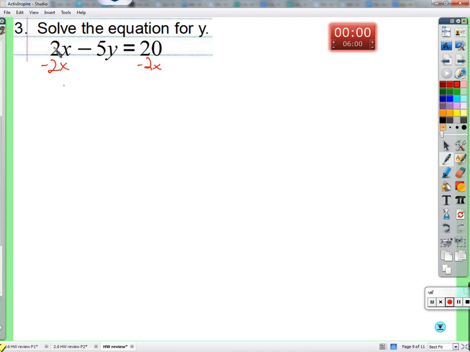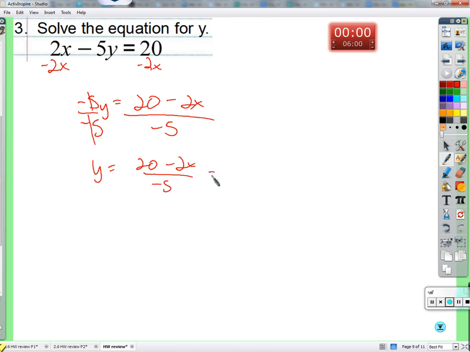So 2x minus 2x is 0. That's fine. We can subtract that 2x off of there. It's added to negative 5y, so not violating the order of operations. Over here we have 20 minus 2x, and then? Divide by negative 5. It's pretty standard stuff. Should I write it like this? Doesn't matter. They're all correct.